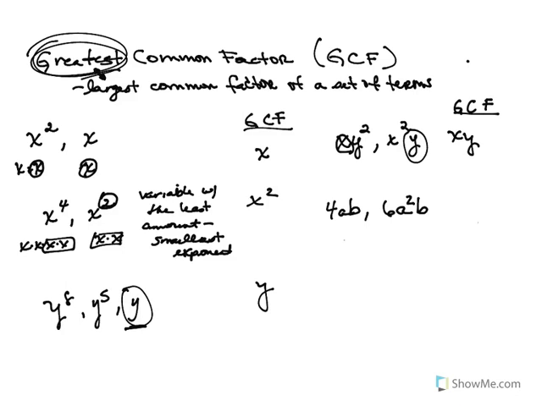So let's look at 4ab, 6a squared b. First you would look at your 4 and your 6. So the greatest common factor of 4 and 6. If you need to do all the work, then you should do all the work for yourself. Otherwise, you should get better and better with your timetable, so you should be able to identify that GCF. So 2, and then for the variables, a, b. So the greatest common factor would be 2ab. Okay? All right, let's see.